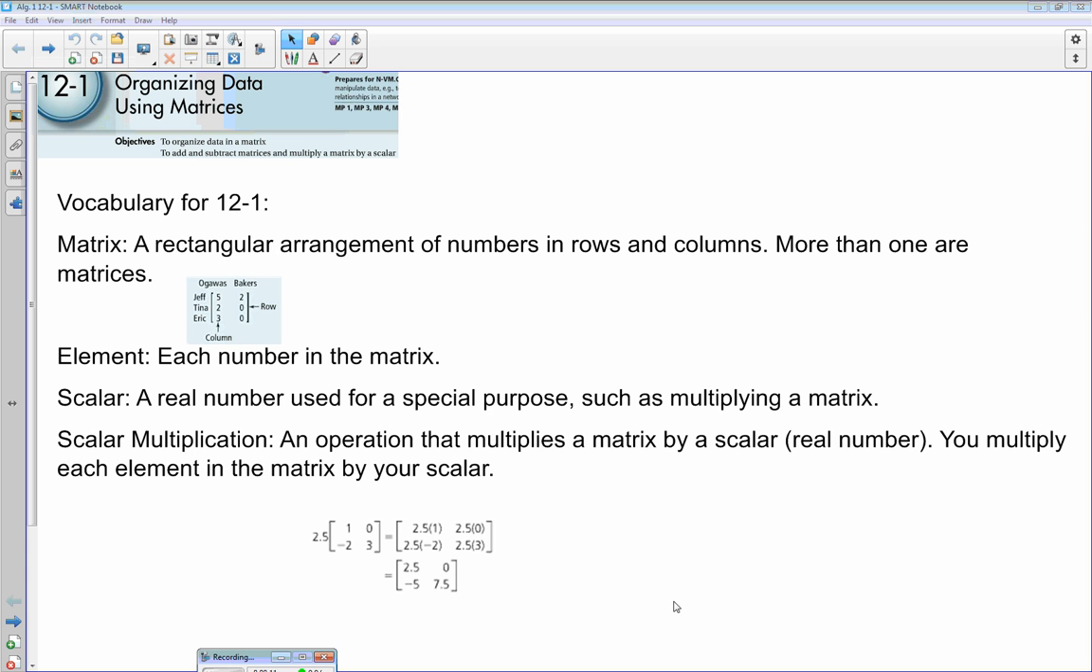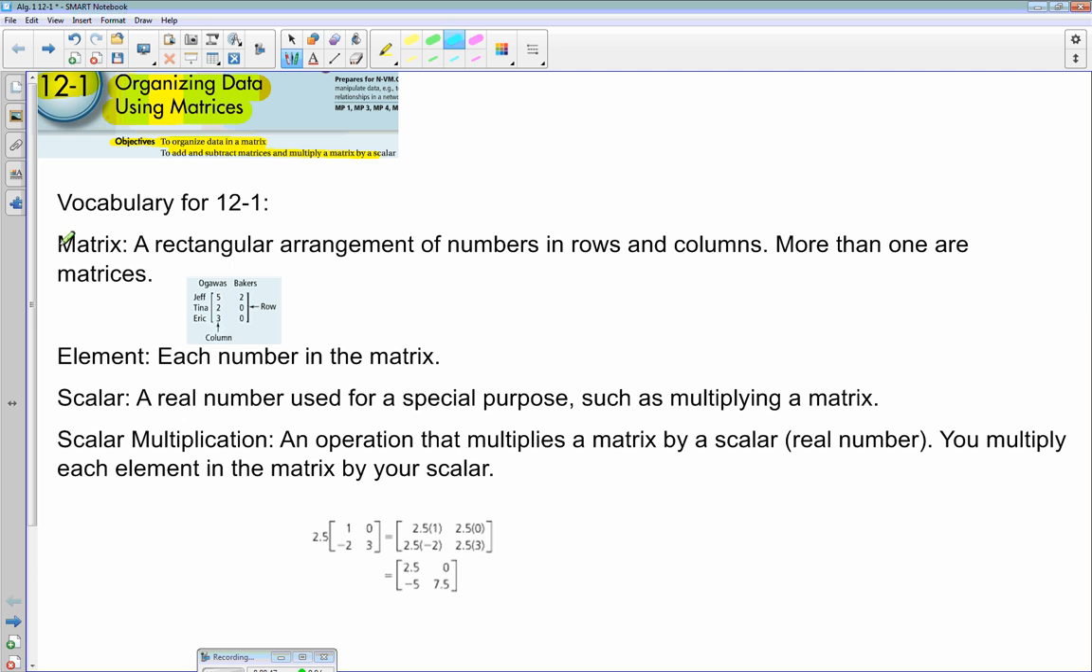All right, well, hello. This is chapter 12, section 1, organizing data using matrices. Our learning objectives are to organize data in a matrix and to add and subtract matrices and multiply a matrix by a scalar. Now, don't be frightened by the word matrix because it is not such a scary thing.